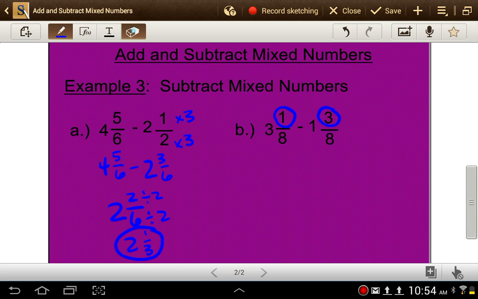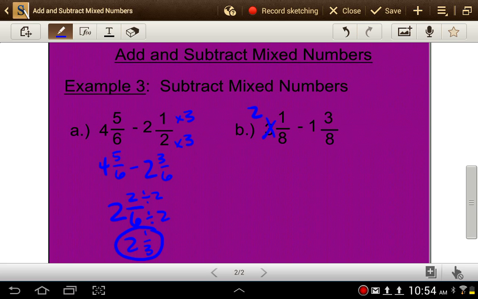So here is how you borrow. I need to get this numerator larger. I want the 1, it needs to be larger. So what I'm going to do is I'm going to borrow 1 from the 3. I'm going to make it a 2. Now, that means I'm taking a 1 whole amount and I'm breaking it into 8 individual pieces.